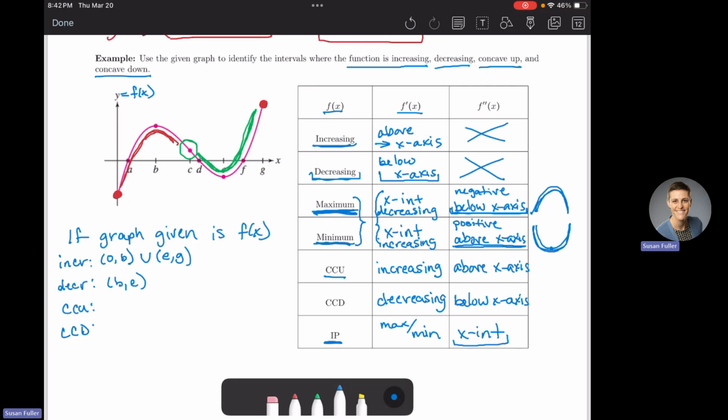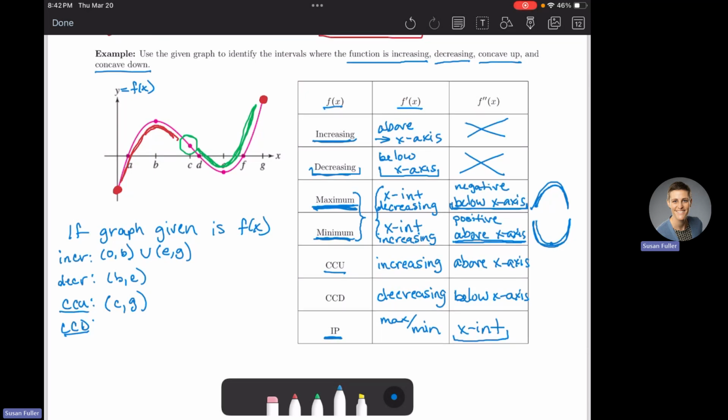And so that means where am I concave up? I'm smiley on the green parts. So I'm going everywhere from C to G. And I'm concave down anywhere I'm frowny, which is the red parts, which go from 0 up to C, because that inflection point cuts this up into pieces, right? That C was my inflection point. Okay, so we can just kind of look at this if this given graph was f of x.